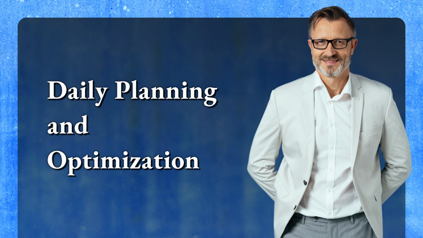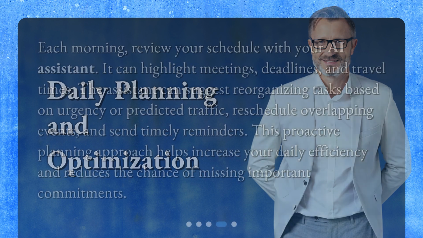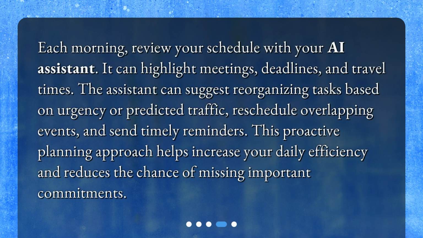Daily planning and optimization. Each morning, review your schedule with your AI assistant. It can highlight meetings, deadlines, and travel times. The assistant can suggest reorganizing tasks based on urgency or predicted traffic, reschedule overlapping events, and send timely reminders. This proactive planning approach helps increase your daily efficiency and reduces the chance of missing important commitments.